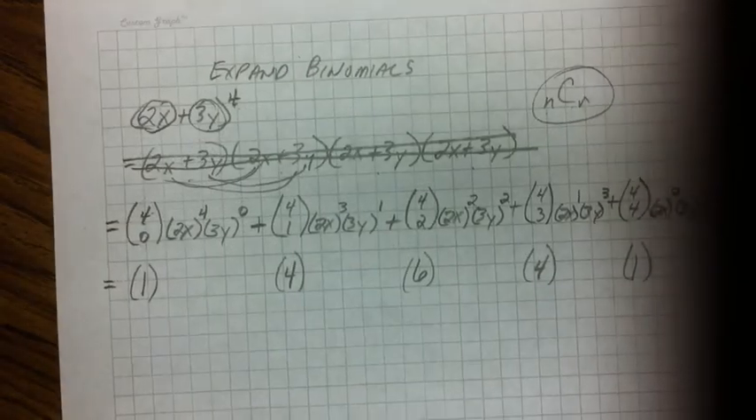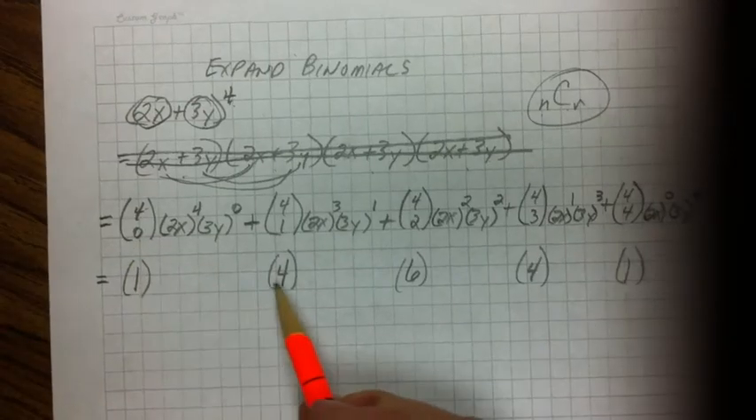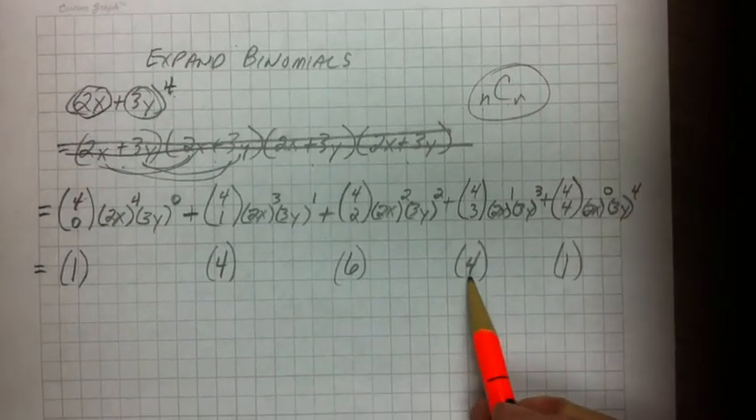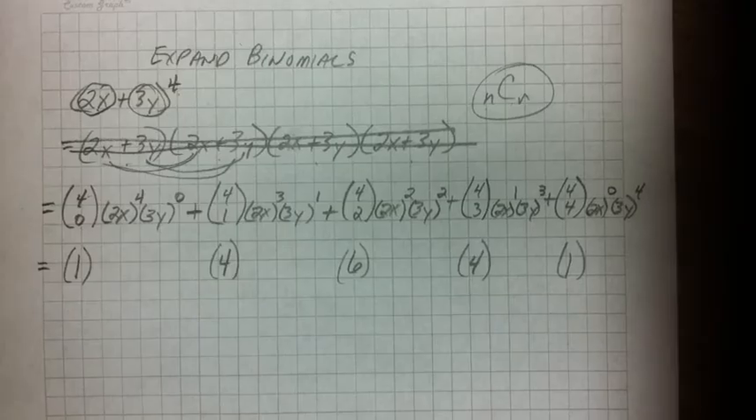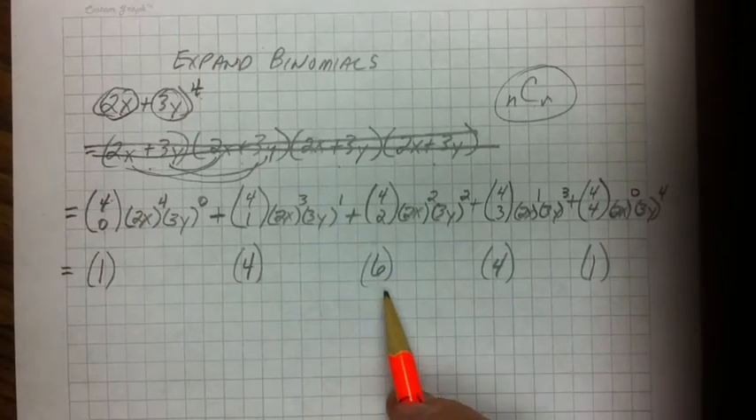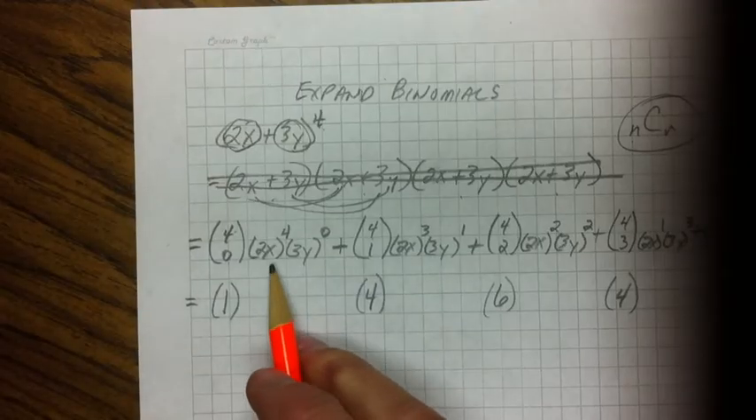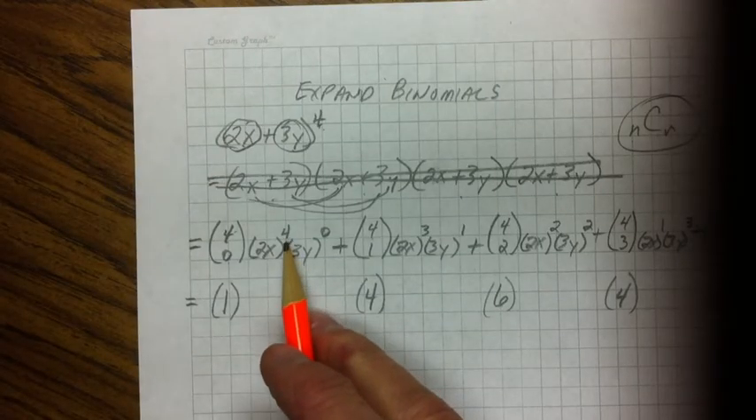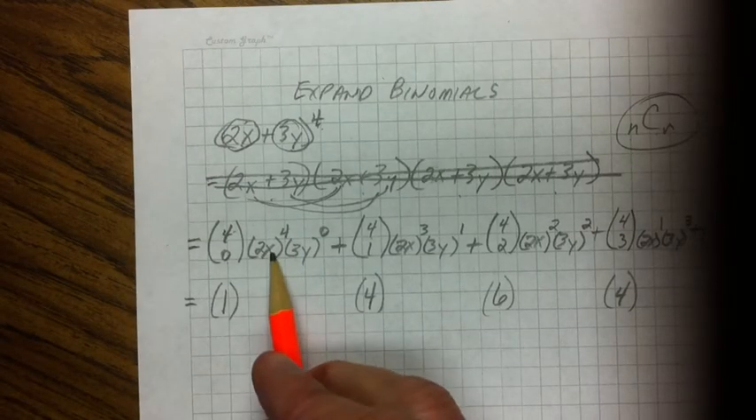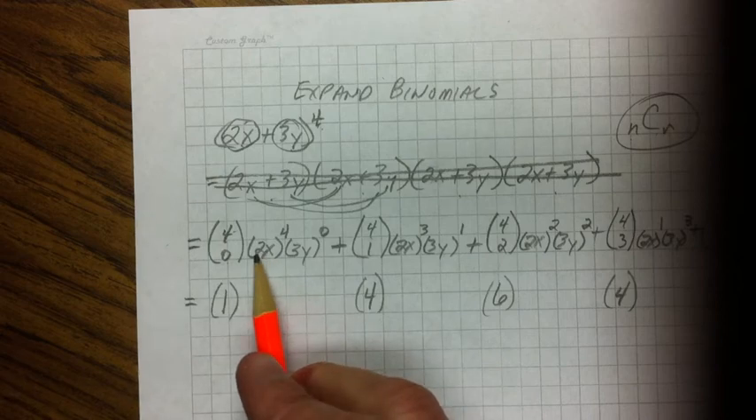Alright, I've calculated my binomial coefficients, and I get a 1, 4, 6, and then back down to 4 and back down to 1. It kind of acts like a staircase. It goes up to a peak and then back down using the same numbers. Next, I go to my 2x, and I'm raising it to the 4th. Now I'm raising not only the x to the 4th, but I'm also raising the 2 to the 4th power.